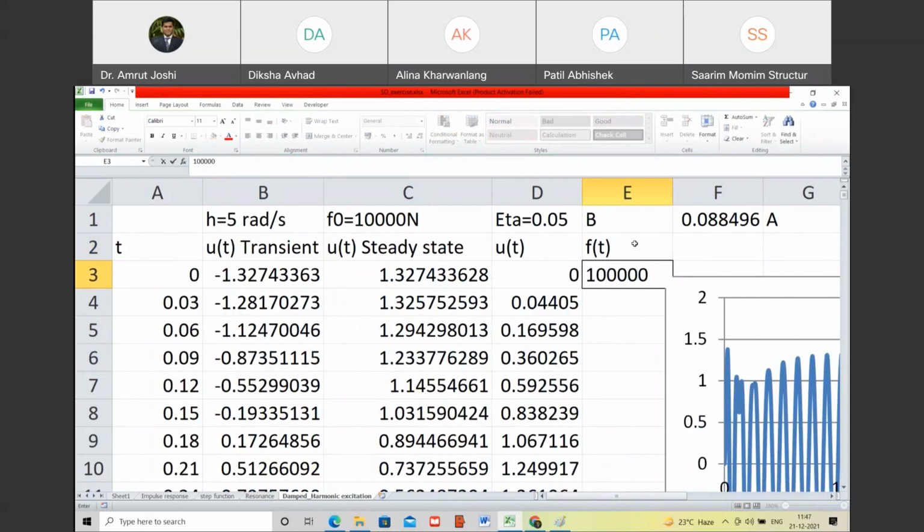So what is the value of F0? 10,000. F0 cos of lambda t. What is lambda? Lambda is how much? 5. And what is t? T is this.